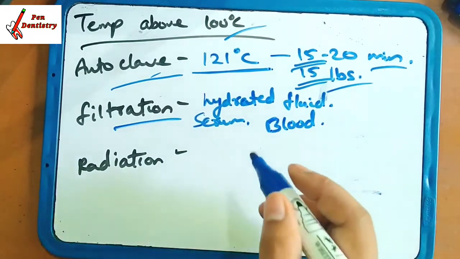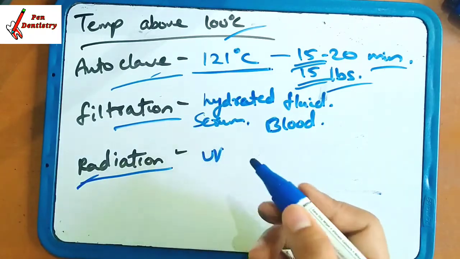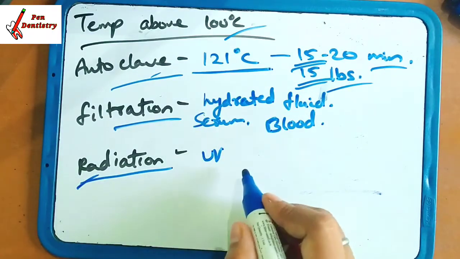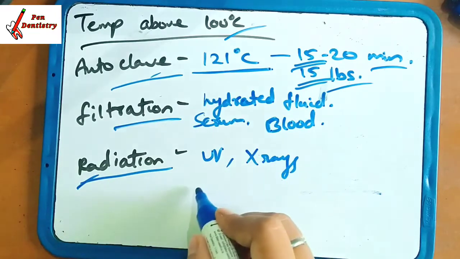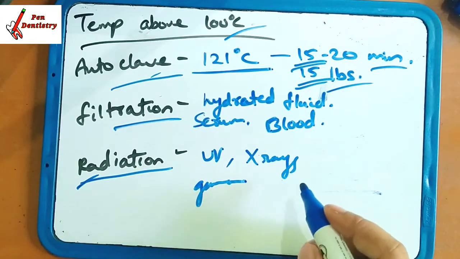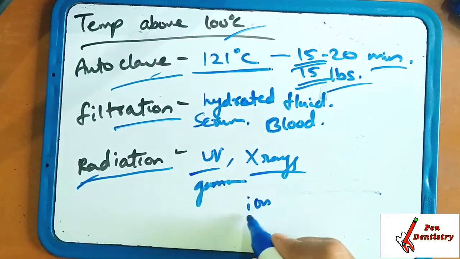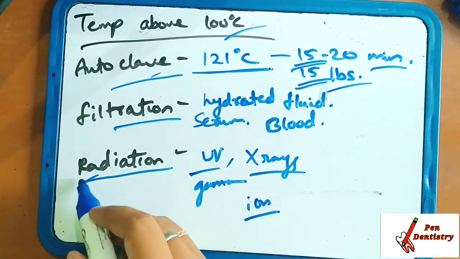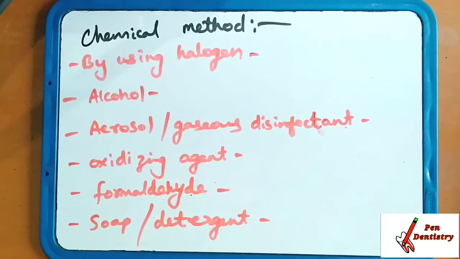And the last one is radiation. What is in radiation? UV radiations are used, X-rays are used, gamma rays are used, and ionic radiations are used. Here UV rays, X-rays, gamma rays and ionic radiations are used for killing the bacteria to make the products sterile. We have done the physical methods.